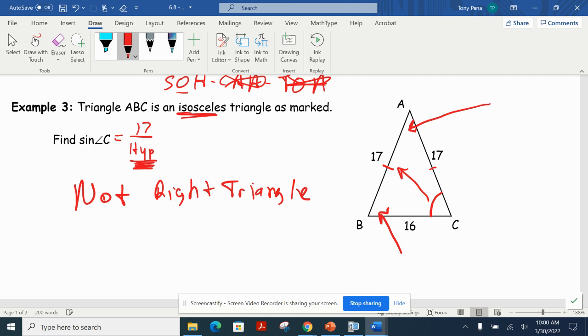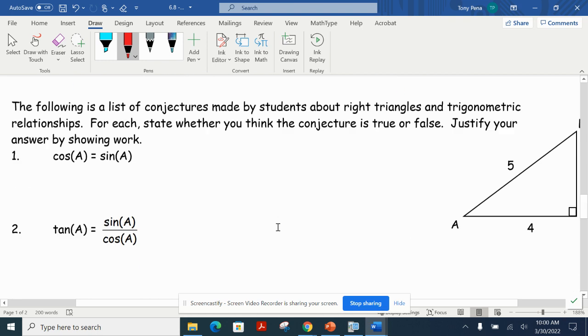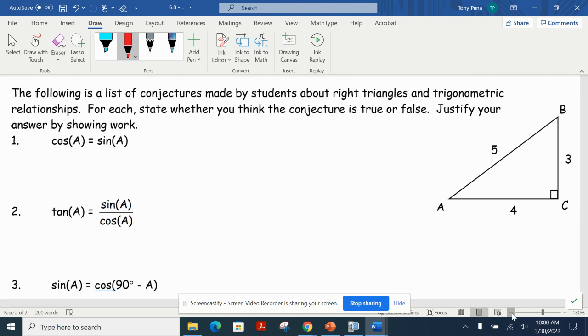And then you could see what your dilemma was if you tried to do this. You would hopefully have had a hard time finding the hypotenuse because there was no 90-degree angle to look at, okay? Okay, so basically you can't do that problem.